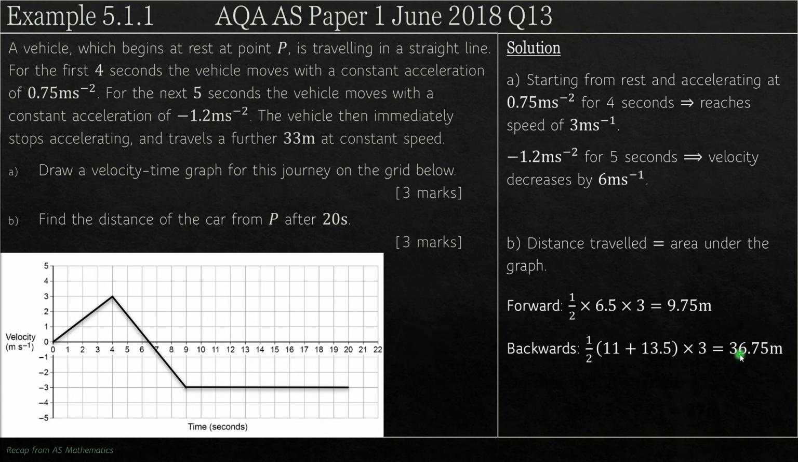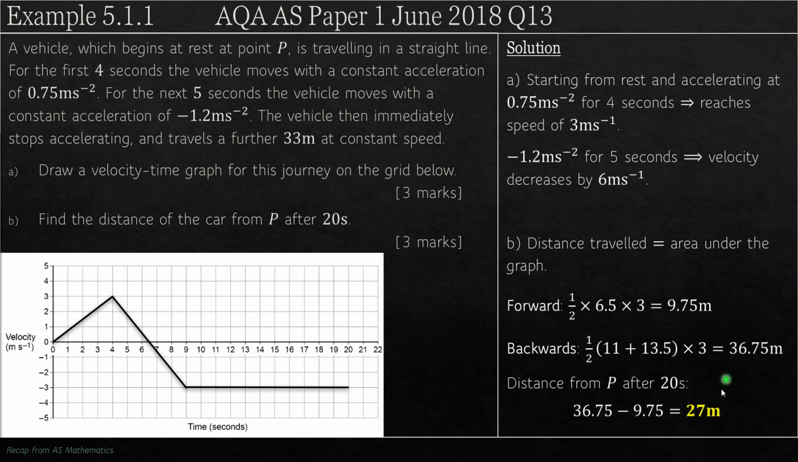So that's how far it moves backwards, and we want to know how far is it from the start after 20 seconds. So the distance from P after 20 seconds, it's going to be the difference between these numbers. Now the question asks for distance, not displacement. Distance can only be positive. However, displacement could be negative. Displacement is a vector, but distance is a scalar. So our final answer must be positive. It's just going to be the difference of these two values.